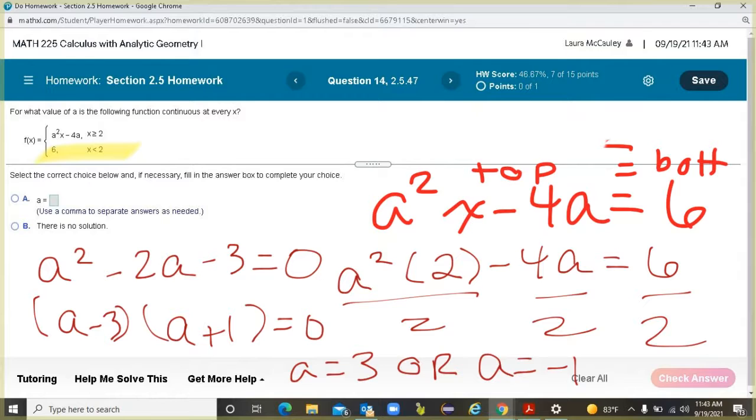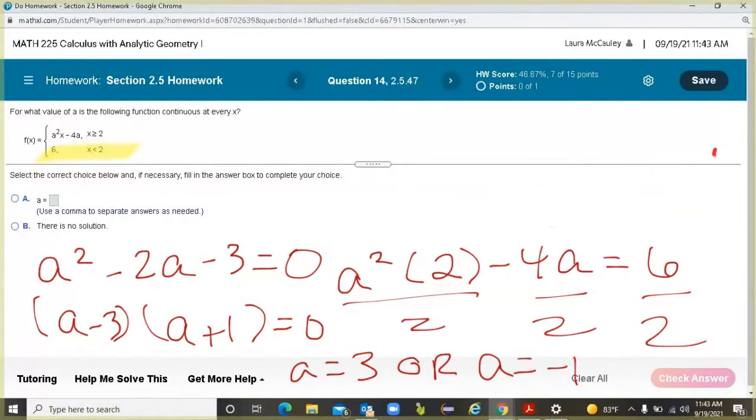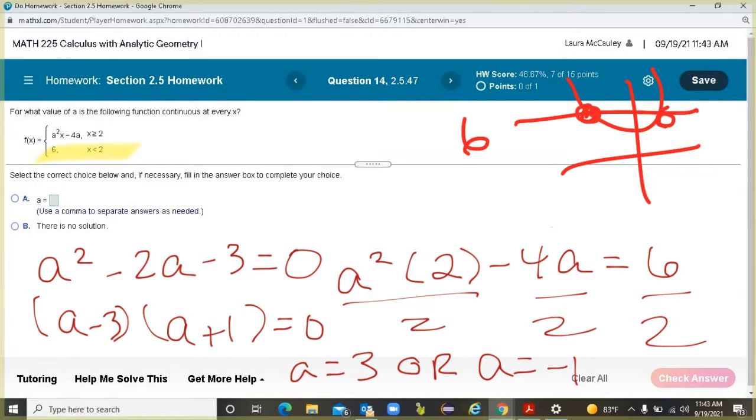So I need to make sure that they meet up when x is greater than or equal to 2. If you think about it, you see how this parabola will hit the 6 twice. We actually just figured out the 2 places where that happens. It happens when a is -1 and when a is 3. So we just need to pick the one that will give us the right-hand side, because we're supposed to do this when x is greater than or equal to 2.